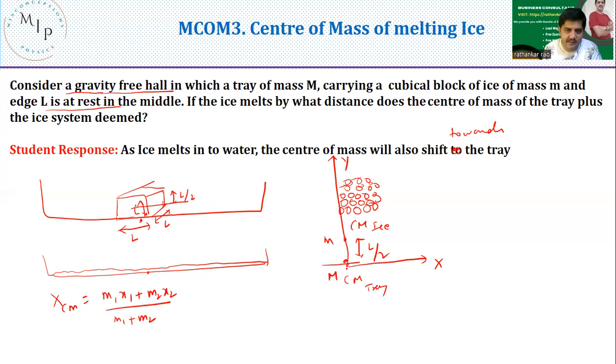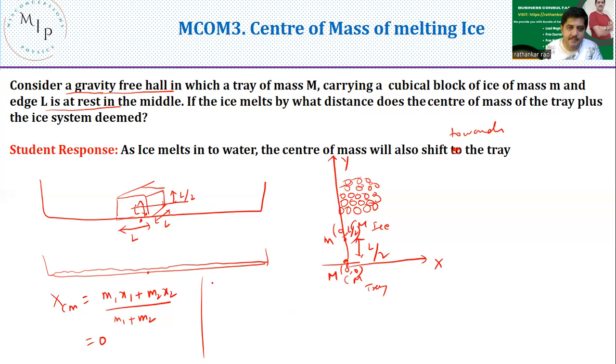Now, what are the coordinates of this capital M? 0, 0, because of the origin. What are the coordinates of this one here? X coordinate is 0, y coordinate is L by 2. So, as a result of this, this is x1, this is x2, both are 0. So XCM is equal to 0, right?